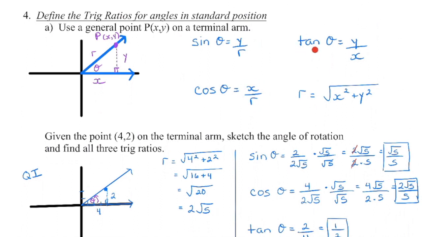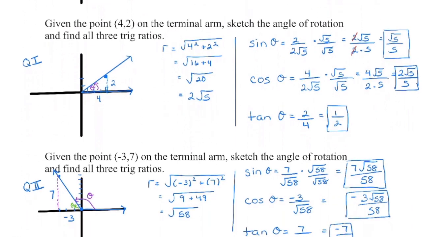We know tangent is opposite over adjacent. So from this angle, y is my opposite side, x is my adjacent side, and that gives me my third primary ratio. If we know the x-coordinate and the y-coordinate, we can calculate that r value by using Pythagoras' theorem. This is the simplified way of writing that a squared plus b squared equals c squared being your radius. I got rid of the squared by square rooting.